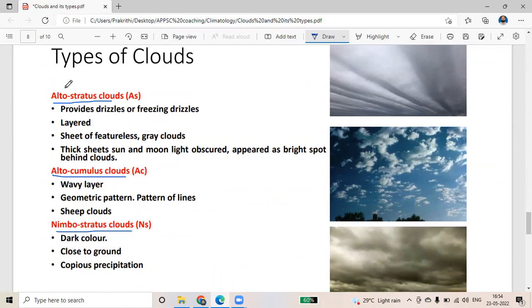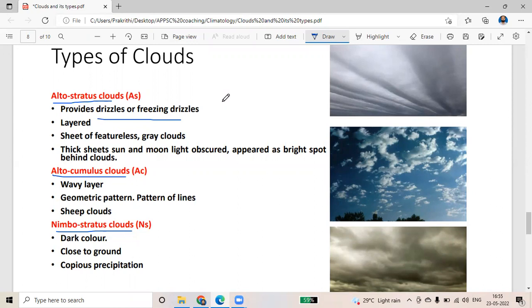तो alto आ गया इसमें. So altostratus provides drizzles and freezing drizzles. Freezing drizzles we have studied. अभी drizzles बोलने से 5 mm के नीचे जो छोटा water droplets है उससे बारिश आता है तो we can say it drizzles. But freezing drizzles कैसा है? Instead of water there will be ice or snow. Then we can say it as freezing drizzle. So altostratus can provide both these. Drizzles भी दे सकता है और freezing drizzles भी.